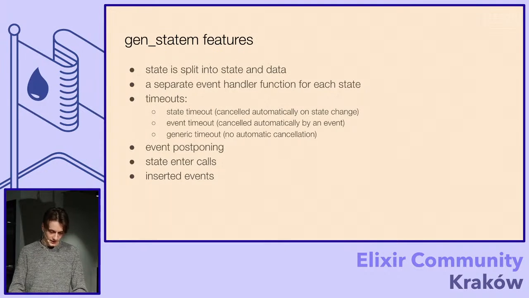An amazing feature of generic state machine are timeouts. You have three types of timeouts here. So state timeout, which is cancelled automatically on state change. There is also an event timeout, which is cancelled automatically by an oncoming event. And there is also a generic timeout, which has no automatic cancellation, but you can cancel it manually with your code.